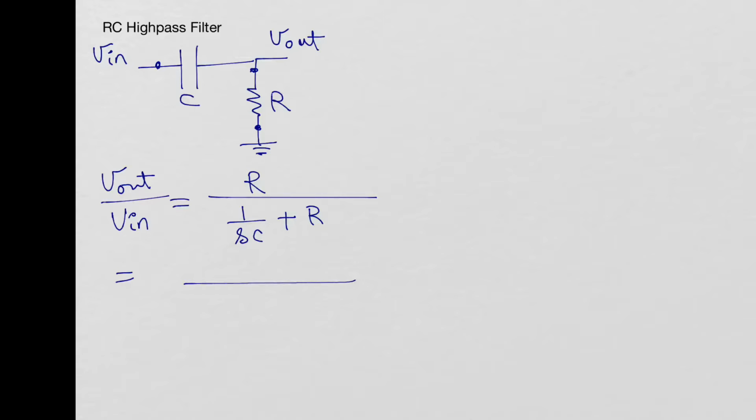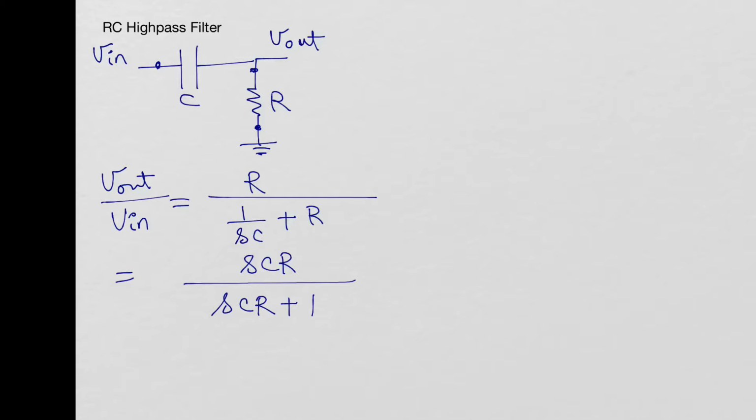Now if we write the transfer function for this, which is Vout over Vin, we will see that it would be R, which is the resistance of the output, divided by the total impedance from Vin to ground, which would be 1 over sC, which is the reactance of the capacitor, plus R. This can be further simplified to sCR over sCR plus 1, with sCR in the numerator.